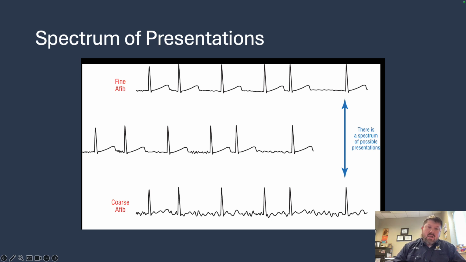And again, you cannot get an atrial rate off of this. So when you're trying to go through your steps of rhythm interpretation, there's no way that you would get an atrial rate. There is no P wave and there is no PRI.